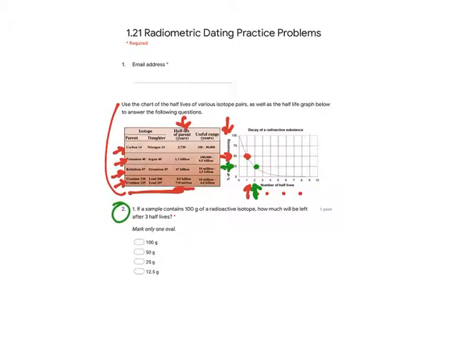If a sample contains 100 grams of a radioactive isotope, how much would be left after 3 half-lives? So we know with each half-life, half of the sample undergoes that radioactive decay. And there are a number of ways in which you can solve these types of problems. I'm going to write out just dividing by 2 every single time. So over the course of one half-life, half of our material undergoes radioactive decay. So if I divide it by 2 one time, I know that 50 grams would be left after one half-life.